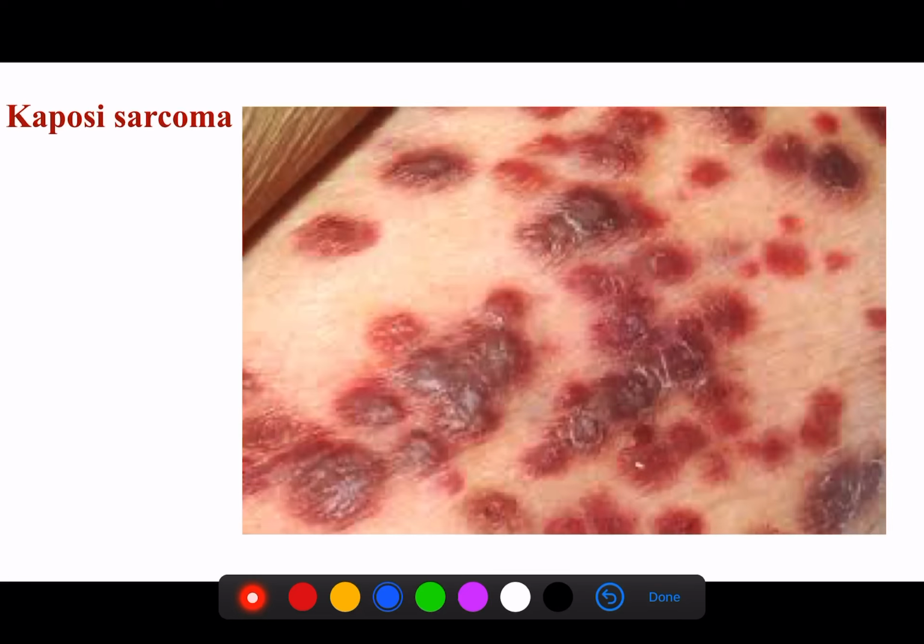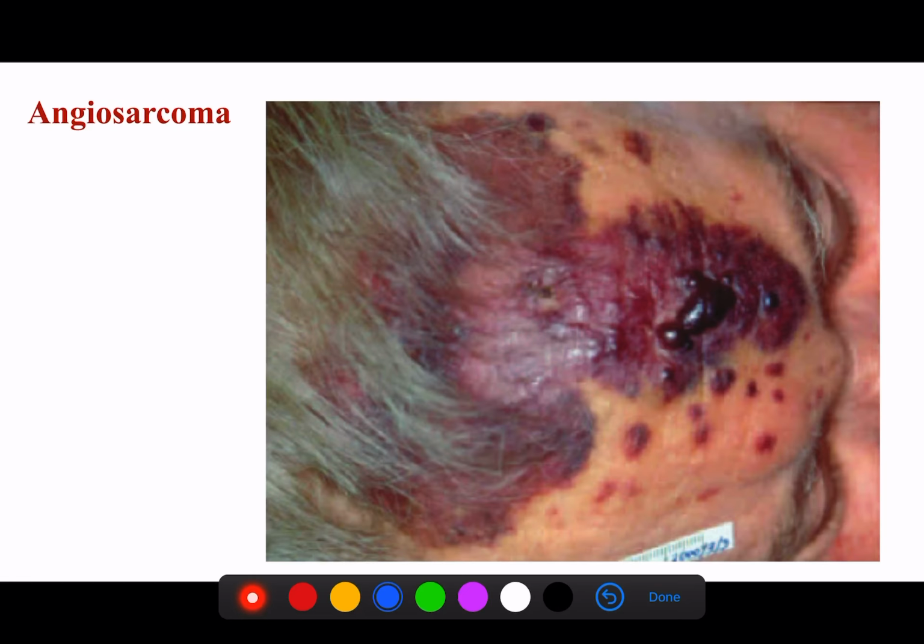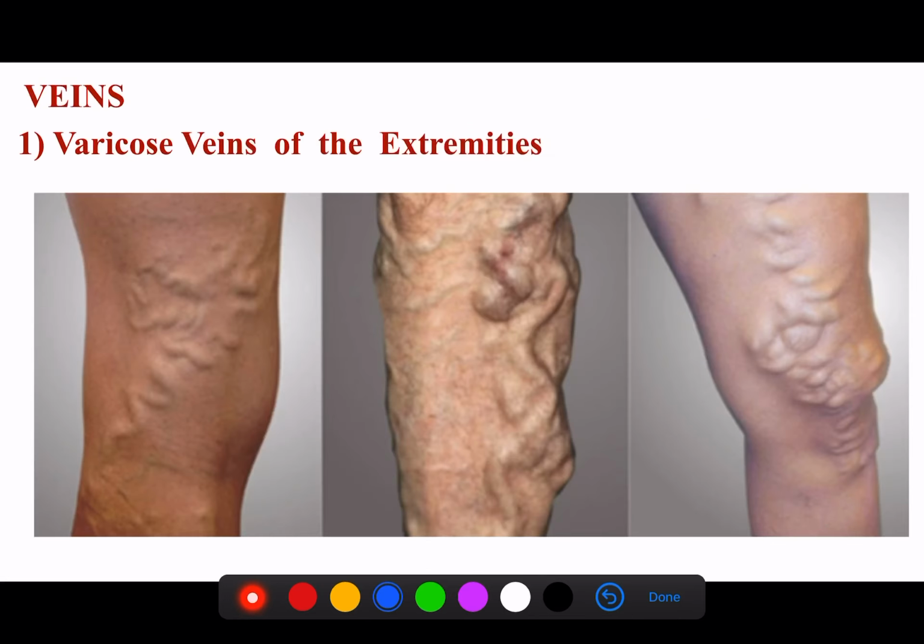It occurs mainly in AIDS patients. The more severe malignant tumor within the blood vessels is called angiosarcoma. Necrotic area is obvious in this slide.